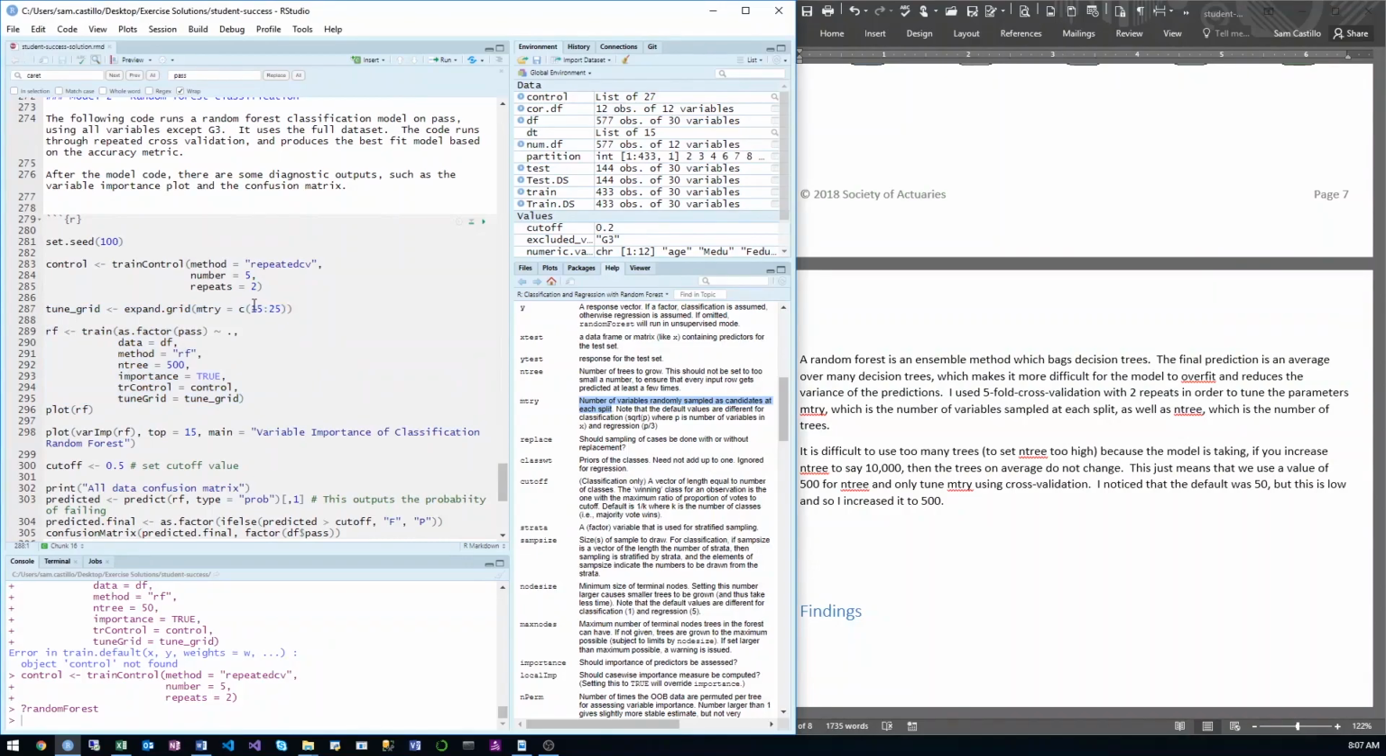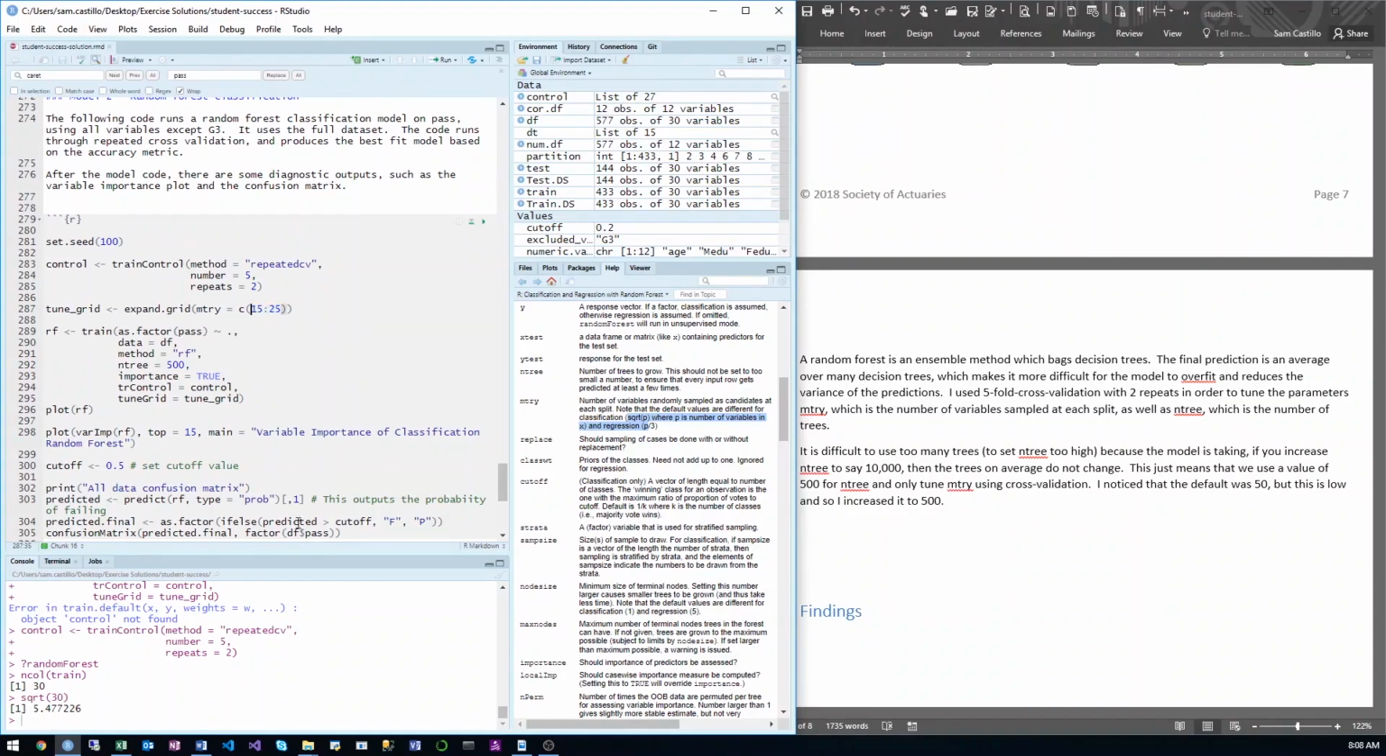And for mtry, they're testing from 15 to 25. If you look at mtry, the default is the square root of p, where p is the number of variables. So if you look at ncol of train, you'll see that there are 30 variables. So if you take the square root of 30, it's about 5.4, right?